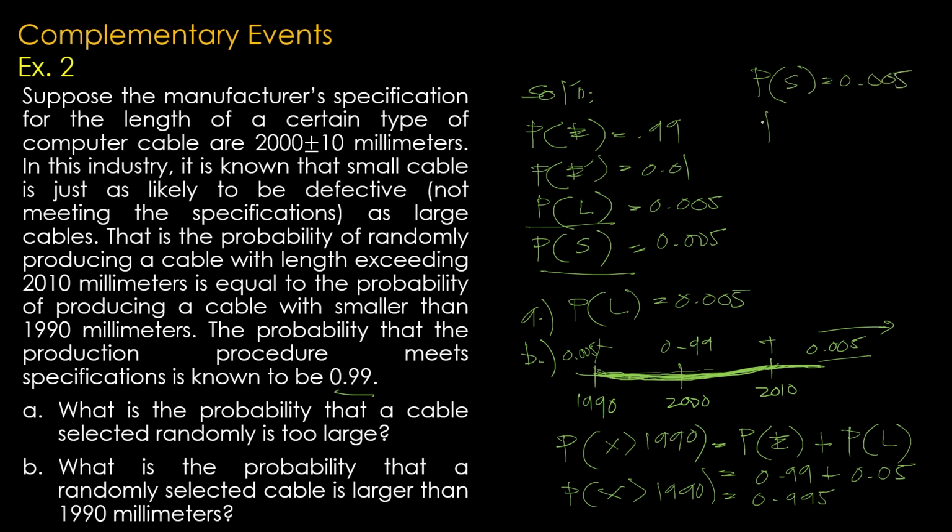Right? So, the probability of getting a cable that is not small, or the complement of S, should be equal to 1 minus this value, 0.005. So, the probability of getting a cable that is not small is 0.995. Pareho lettera.